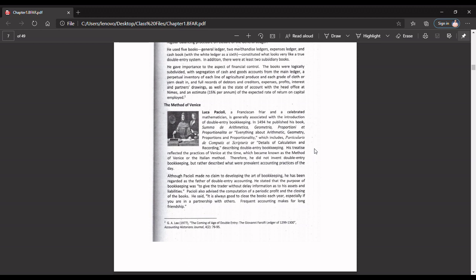Please take note, Luca Pacioli is regarded as the father of double-entry accounting. He stated that the purpose of bookkeeping was to give the trader without delay information as to his assets and liabilities. So, the important information here is that Luca Pacioli is considered the father of double-entry accounting.